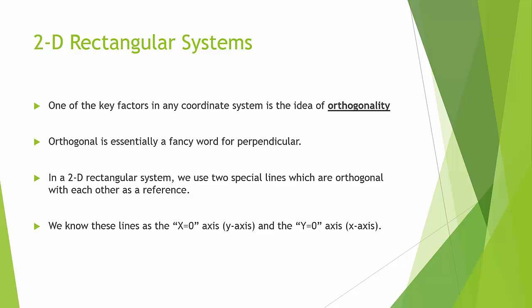But in a 2-dimensional rectangular system, we have 2 special lines that we use which are orthogonal to each other, and we use them as the core reference to any point within the given space. We know these lines as the x-axis and the y-axis, but what these lines really are is a collection of every point which forms a line within that space where x is equal to 0, which is our y-axis, and where y is equal to 0, our x-axis.